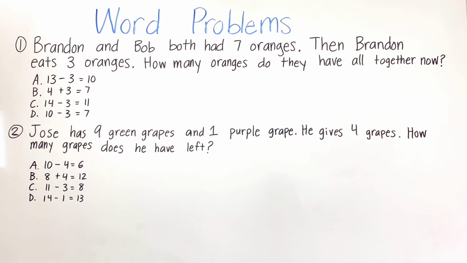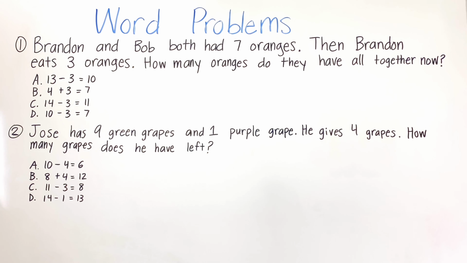In today's video, we're going to be working on word problems. For number one, it says Brandon and Bob both had 7 oranges. Then Brandon eats 3 oranges. How many oranges do they have all together now? I made it a little bit easier and gave you A, B, C, and D. We're going to do more problems in the next video where I'm not giving you A, B, C, or D. You're going to have to figure out how to do it step by step on your own, okay?